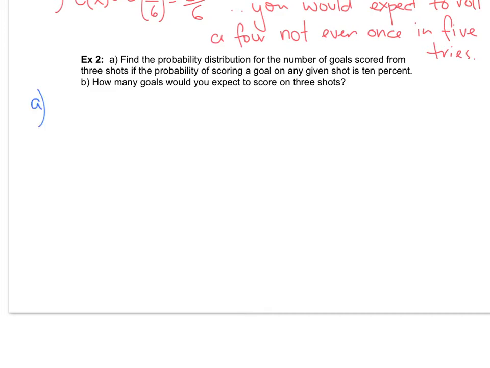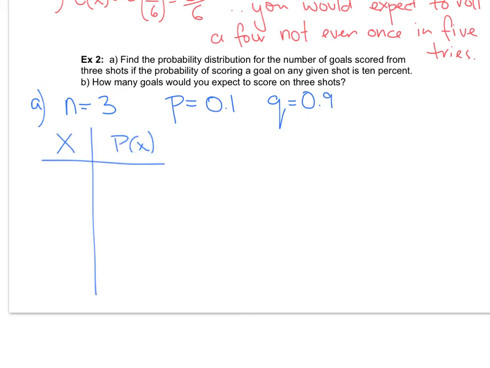Okay, so first thing we want to label our variables. We know that we're just looking at 3 shots, so that's going to be your n number of trials. And in terms of x, you want the entire probability distribution, so we're going to look at 0, 1, 2, 3, from all possible trials until the 3rd trial. And then we know that your probability of scoring is 10%, so 0.1, and therefore your failure rate is 0.9, 90%.